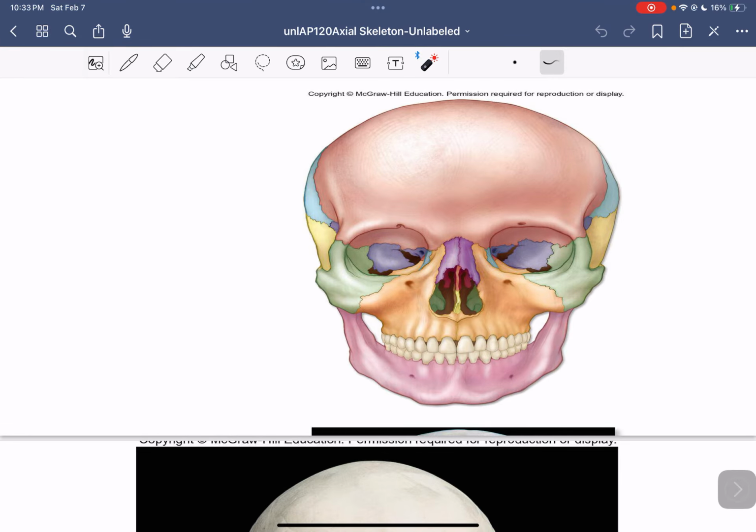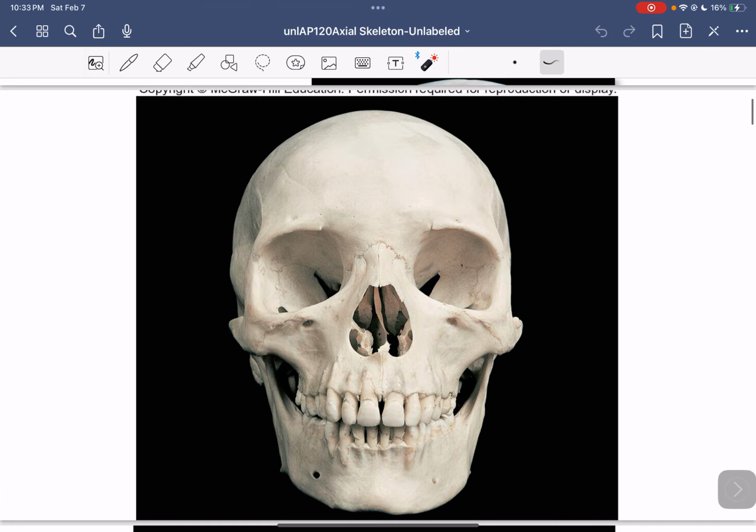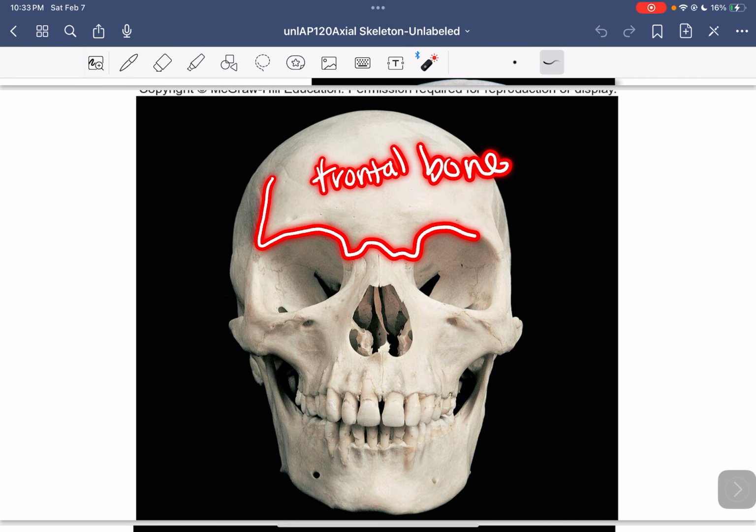Alright, we're going to be going over the key terms list of the axial skeleton, and we're going to be looking at the different orientations. Again, this is for AP120. So the first one that you're going to see here is the frontal bone. This is also the bone that's found in the majority of our forehead. So you can see all of this would be frontal.